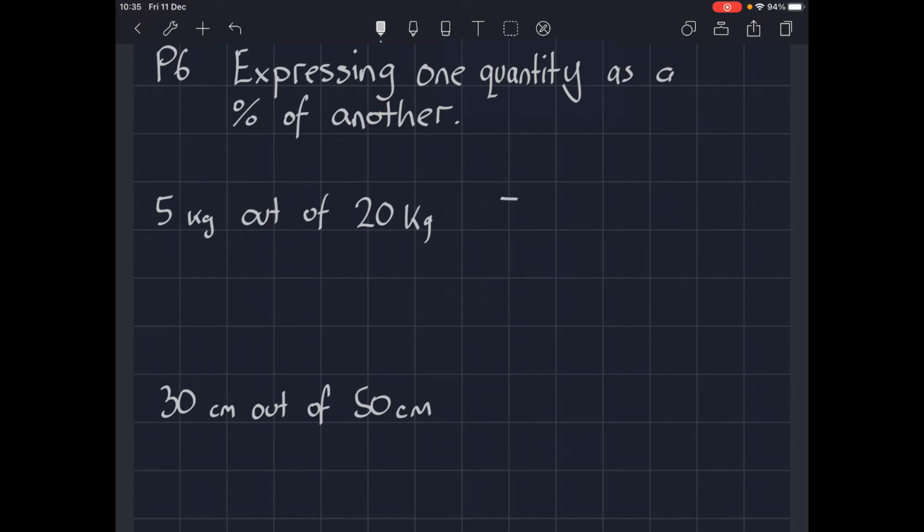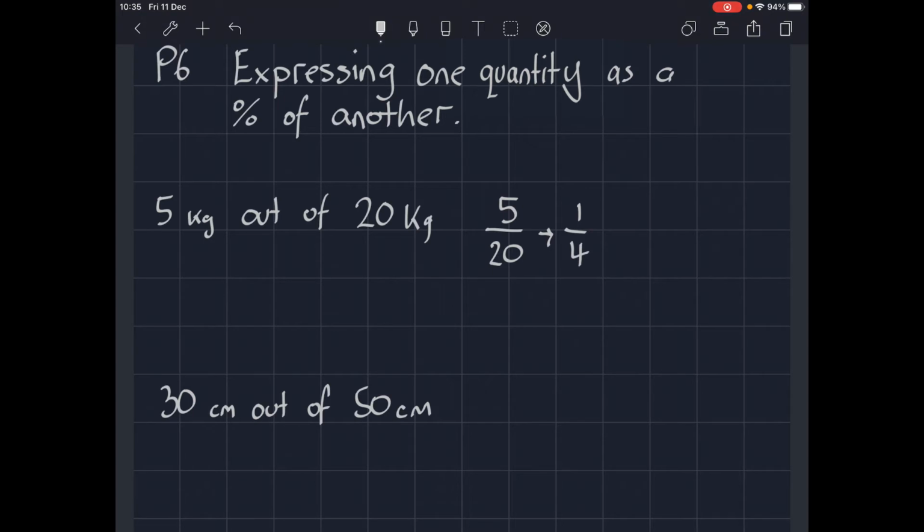So we could write 5 out of 20 as a fraction. We can then simplify this down, or try to simplify this down. In this case, the top and the bottom, the numerator and the denominator, are both divisible by 5. So 5 goes into 5 once, and 5 goes into 20 4 times.